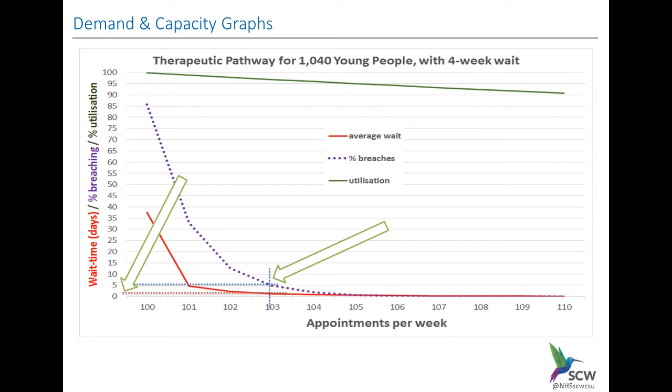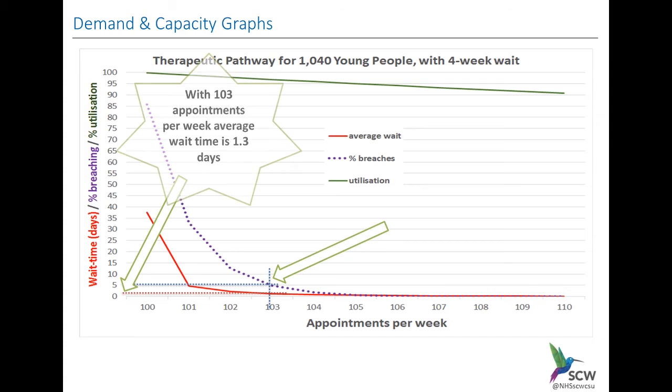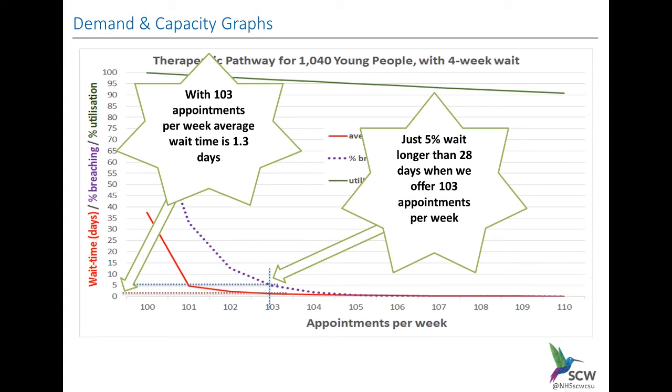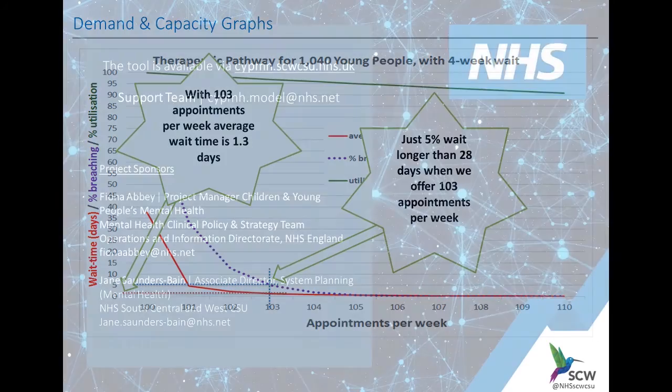Looking at this chart, we can see that with 103 appointments per week, the average wait time is 1.3 days. And just 5% of patients wait longer than 28 days when we offer 103 appointments per week. This analysis can prove very useful to you, as it allows you to see at a glance exactly what impact there will be on your service based on the number of appointments you have available.